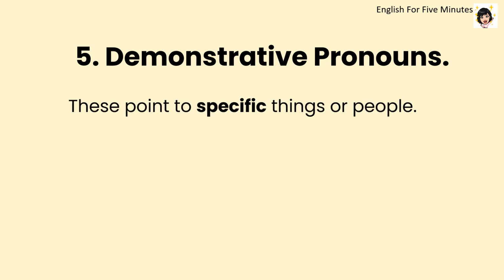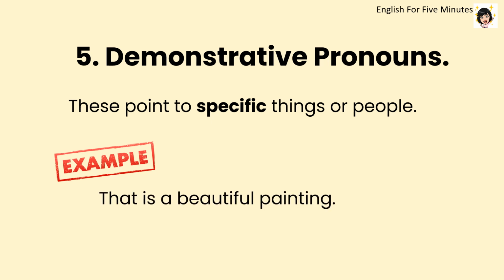Demonstrative pronouns. These point to specific things or people. Example: that is a beautiful painting. These are my friends.